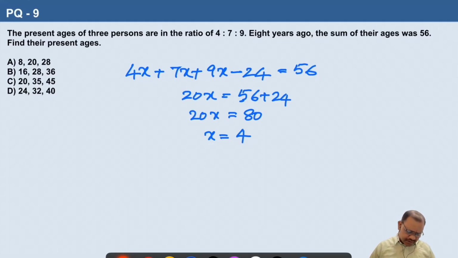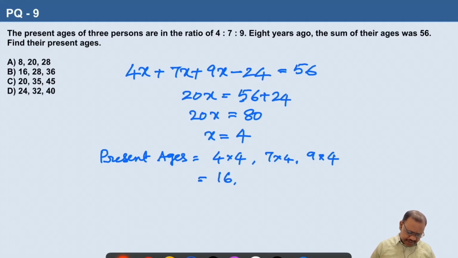Now we have to find out the present ages. So present ages are 4 into 4, 7 into 4, 9 into 4. That is 16, 28, 36. So these are the present ages of 3 persons: 16, 28 and 36. Option B is the correct answer.